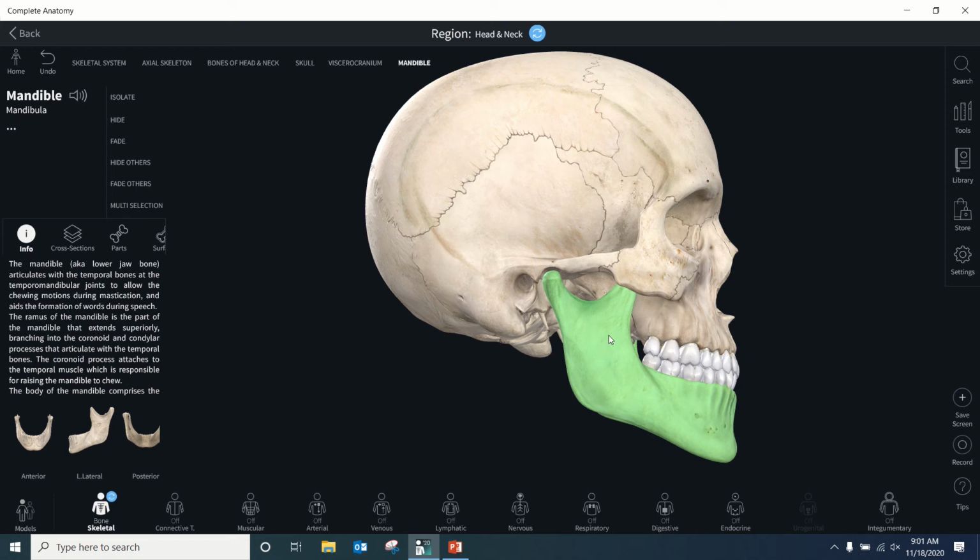And then it has two processes. There's an anterior process here, and then a posterior process back here. The anterior process, this one, is important because that's a site of insertion of a muscle called the temporalis muscle. You can see this line right here on the lateral aspect of the skull. The temporalis muscle takes up most of this space on the lateral aspect of the skull and then inserts there on that anterior process of the mandible.